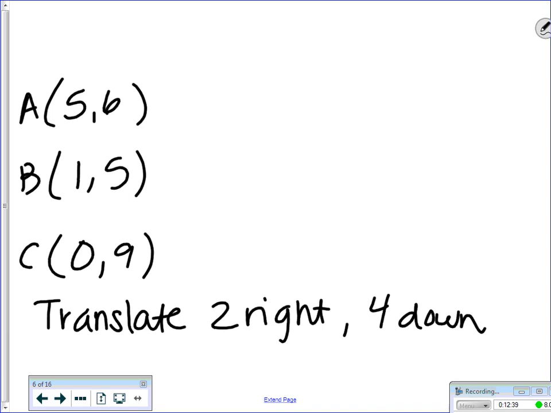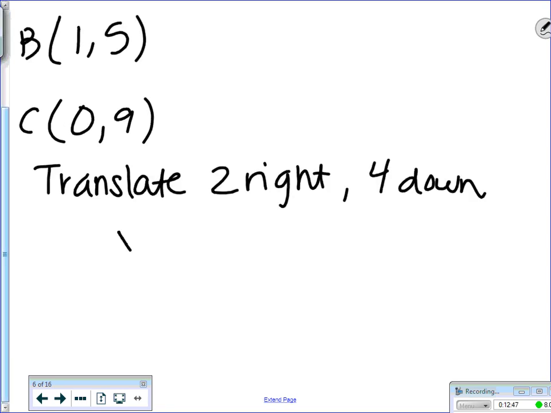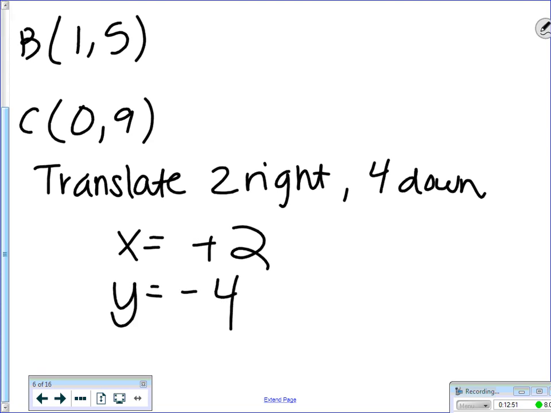Okay, time out. If you are not sure what to do and you're going to get confused, this is what you need to do. You need to write yourself a note. For X, I'm going to add 2. For Y, I'm going to minus 4. Then give yourself a note so you can go back and figure it out. So you don't have to sit and think every single time. Write this out for yourself so you know what to do.